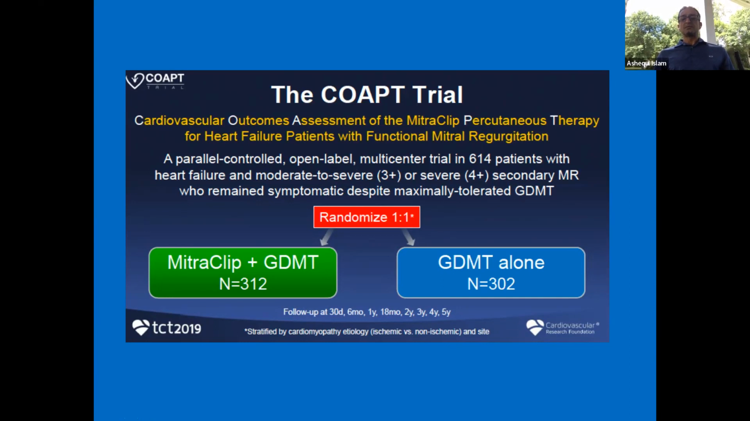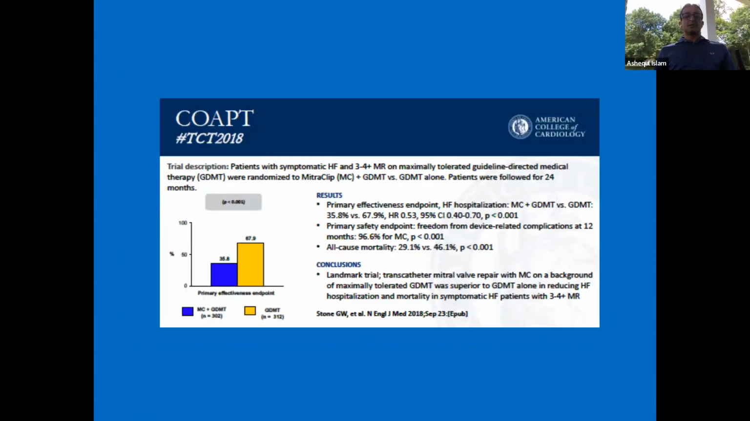Patients with more than 2+ MR, 3+ or 4+, were randomized between guideline-directed medical therapy only, because at that time there was no other treatment, versus medical therapy plus mitral clip. The primary effectiveness endpoint, efficacy endpoint, was hospitalization from heart failure. Significant reduction of that outcome.